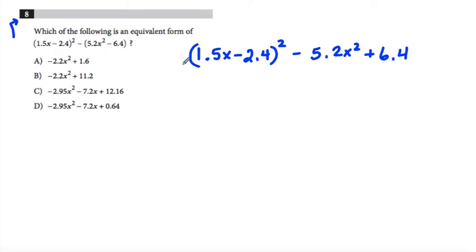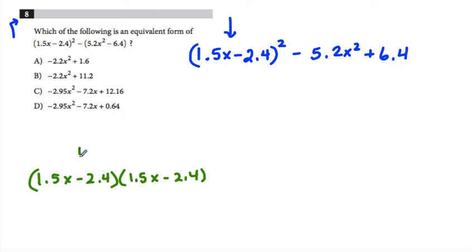Okay. So then I thought about this a little bit. Now, this is the square of a binomial. So if you did want to take the time, it means 1.5x minus 2.4 times 1.5x minus 2.4. The result of the square of a binomial should be a perfect square trinomial.